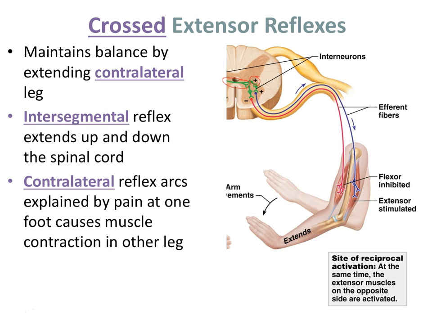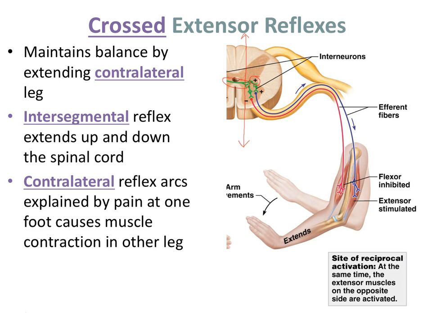The crossed extensor reflex maintains balance by extending the contralateral arm or leg when you pull away from a painful stimulus. This is an intersegmental reflex, so it not only will go across the spinal cord, but it will also go up the spinal cord and down the spinal cord in order to stimulate muscles above and below where the painful stimuli happened. This is a contralateral reflex arc. So something happens on the left side of the body and it activates muscles on the other side of the body.